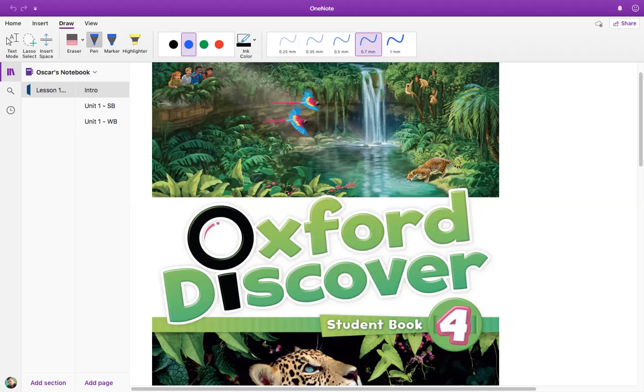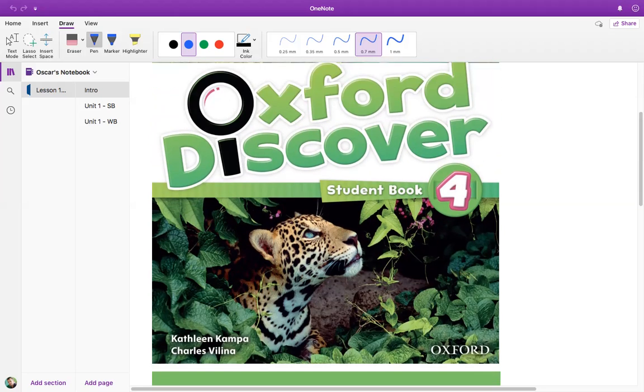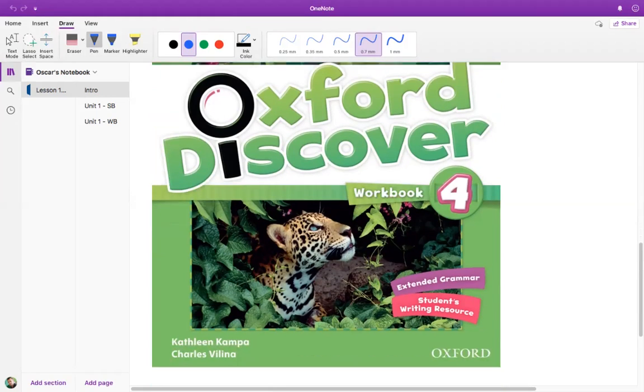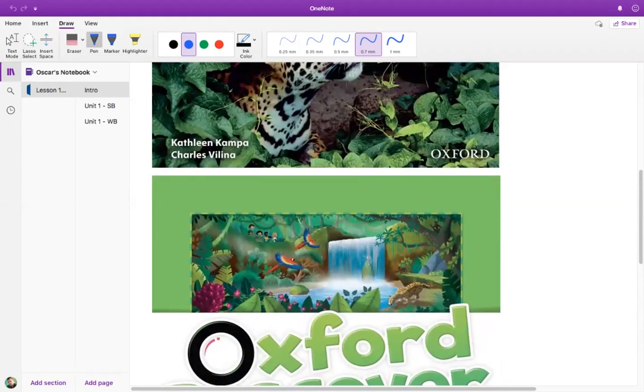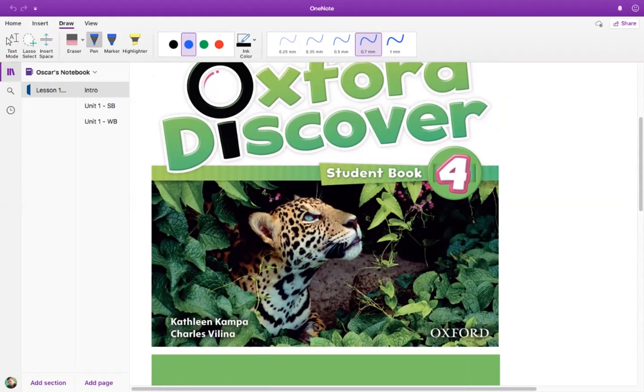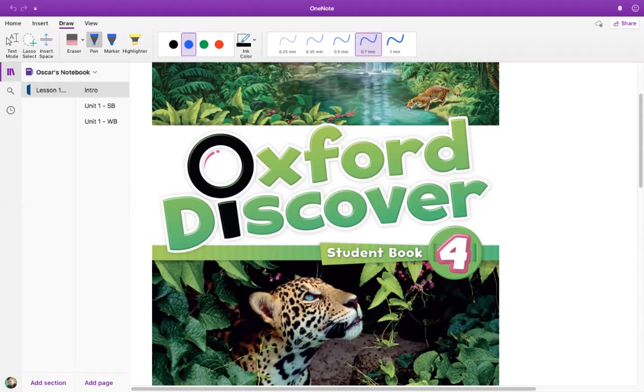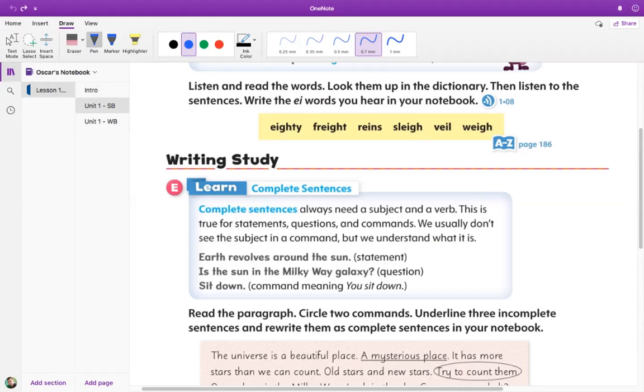For this subject, we are going to use the Oxford Discover student book and also the workbook. You will be using these books with your English teacher, and with me, you will only use them to complete some specific parts that I will tell you. So let's begin with our first lesson.